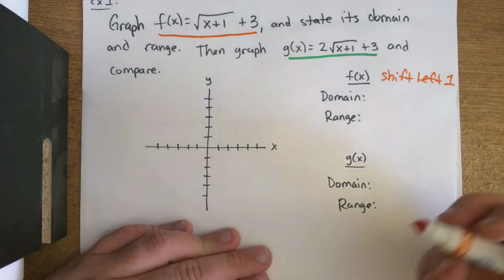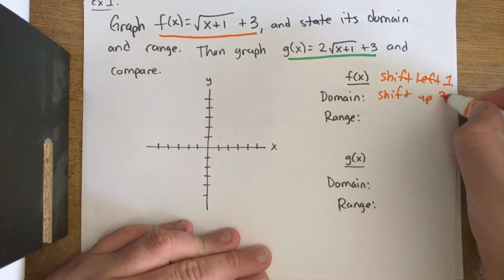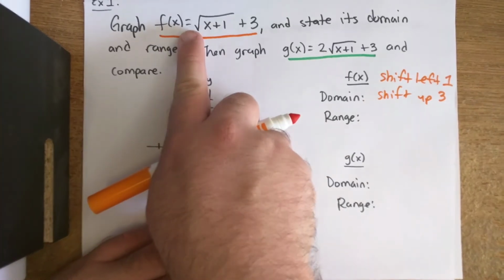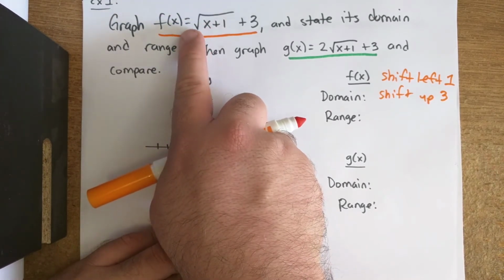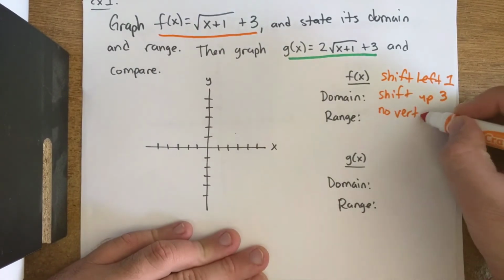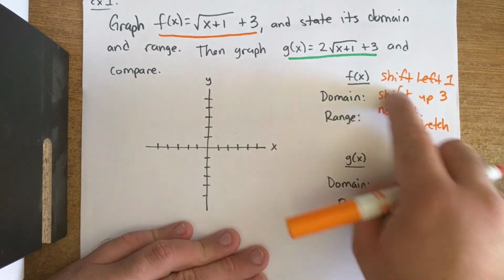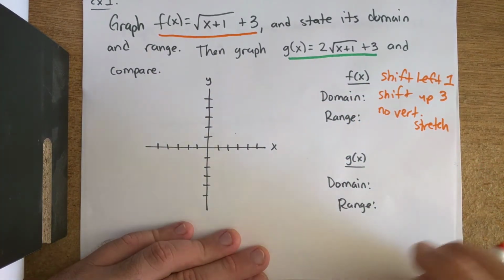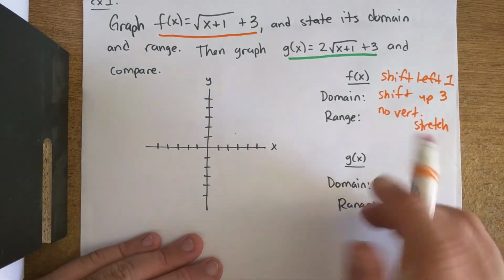Because k is your up and down shift, we're shifting up 3. And then I have no number here. I mean, well, there is a 1 there, but because it's just 1, there's no vertical stretch. And I just realized I wrote over the space to put my domain and range, so we'll fit it in somewhere. Okay, let's go ahead and graph.